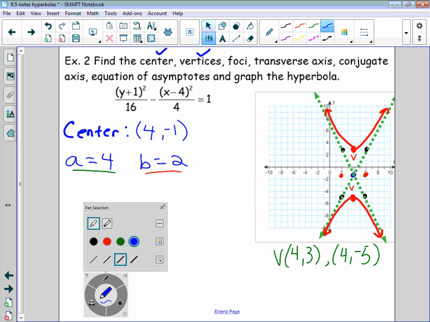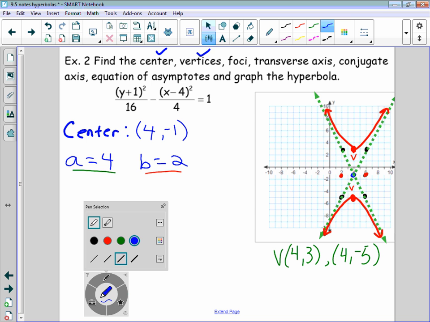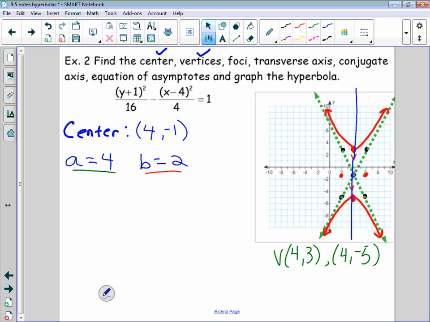It asks us for the transverse and the conjugate axis. All right, so that's like saying the equation of them. So we can provide that real quickly. The transverse axis is right here. It goes through the vertices and the center. It's a vertical line, so if it's vertical, it'll be x equals, and what's the value of x anywhere on that blue line? Yeah, x equals 4. Okay.